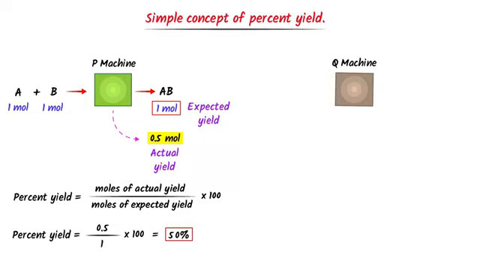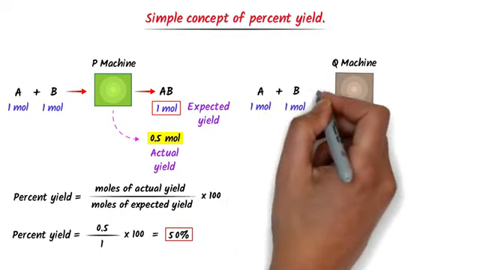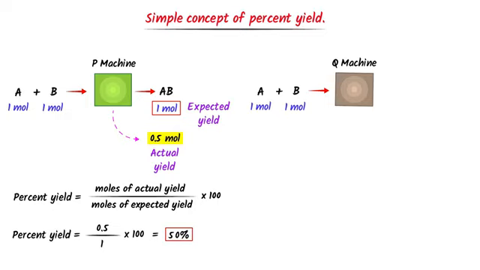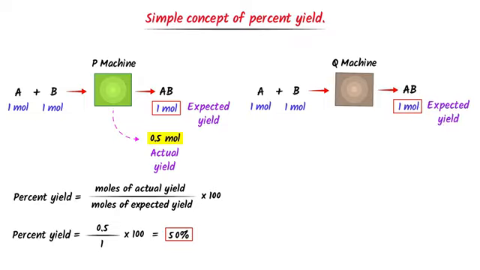Secondly, in case of Q machine, let's say I again injected 1 mole of A and 1 mole of B to this Q machine. Now according to my expectations, this Q machine will produce 1 mole of AB product. But after processing, this Q machine gives only 0.25 moles of AB product. So it is actual yield. Here, if I ask you to calculate the percent yield, can you calculate it? Well, it is super easy.